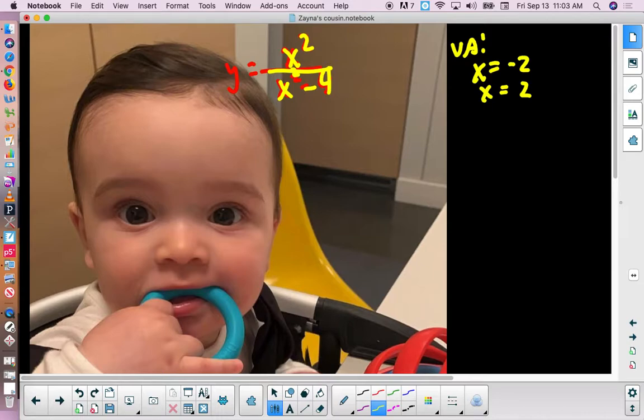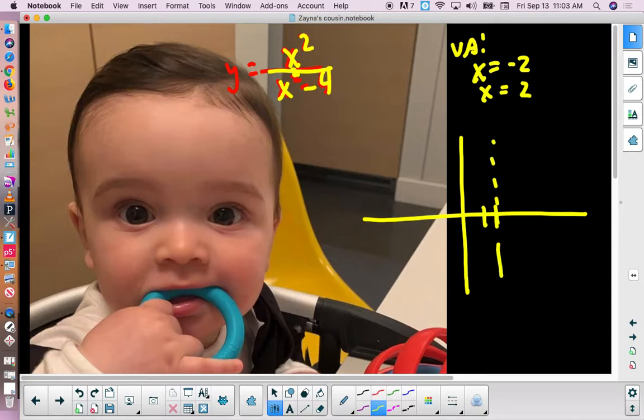Make a quick check of the top. Okay? It doesn't make the top 0, so there's no hole. You're still waiting for a hole. Okay? X equals 2, X equals negative 2. It's a very interesting graph. I have no idea what it looks like on my calculator, but I don't really care right now.